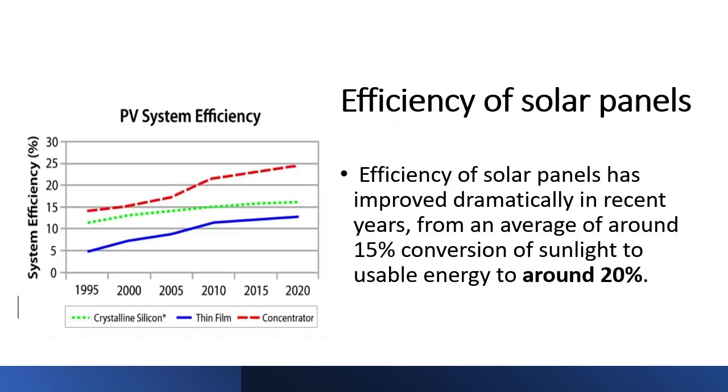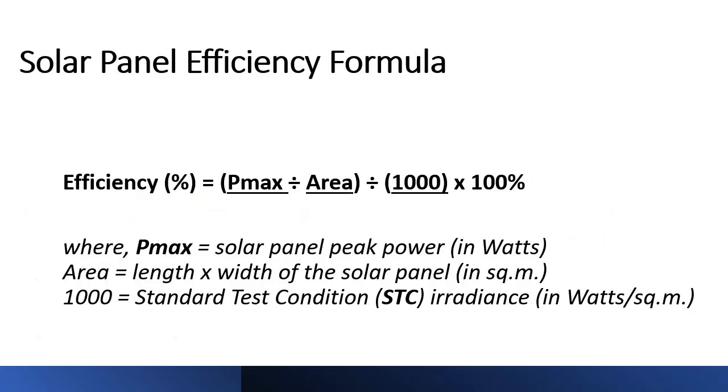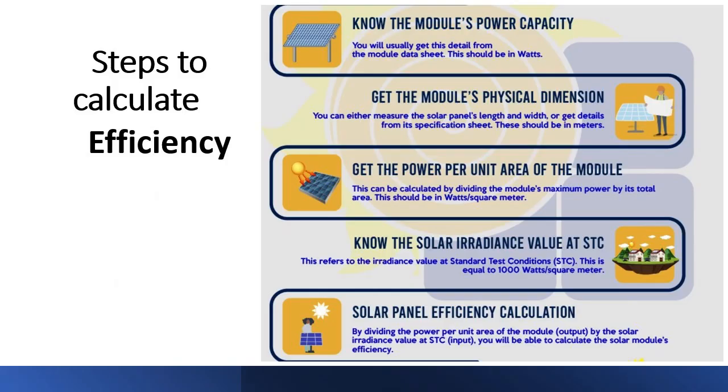As far as the efficiency of solar panels is concerned, it has improved dramatically in recent years, from an average of around 15% conversion of sunlight to usable energy to around 20%. The formula to calculate efficiency is shown, and the following are the steps used to calculate it very easily.